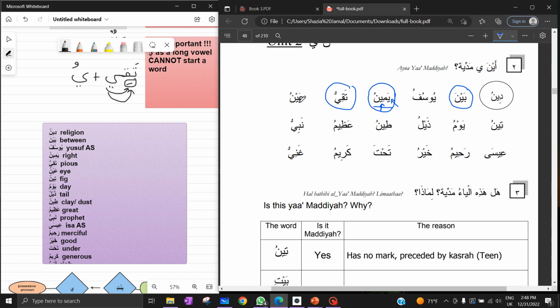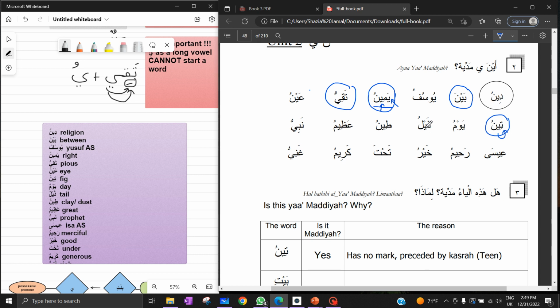Ainun, in this case, ya is in between. Yes, it is a ya, but it has a sukoon above it. This is not a long vowel. Teenun, ya in between is coming as a long vowel. As you can see, there is no haraka, proof number 1. Proof number 2, the letter previously has a kasra. Yes, it is a long vowel. Yaumun. Yaum is coming as an initial letter, so it is not a long vowel. As you have seen just now, this ya long vowel cannot start a word in Arabic. So this is not a long vowel.